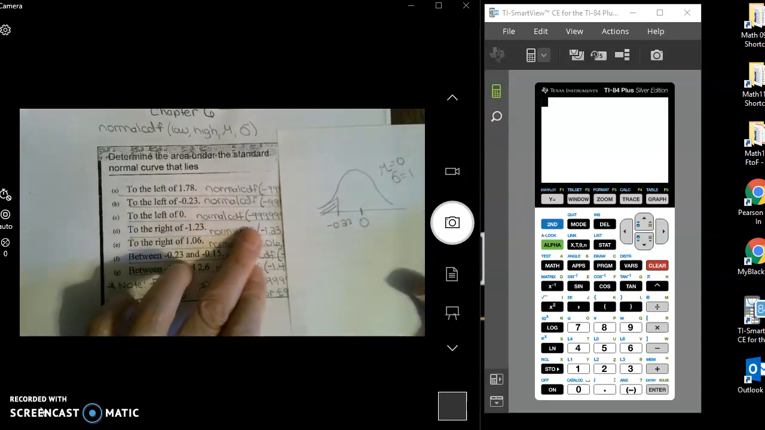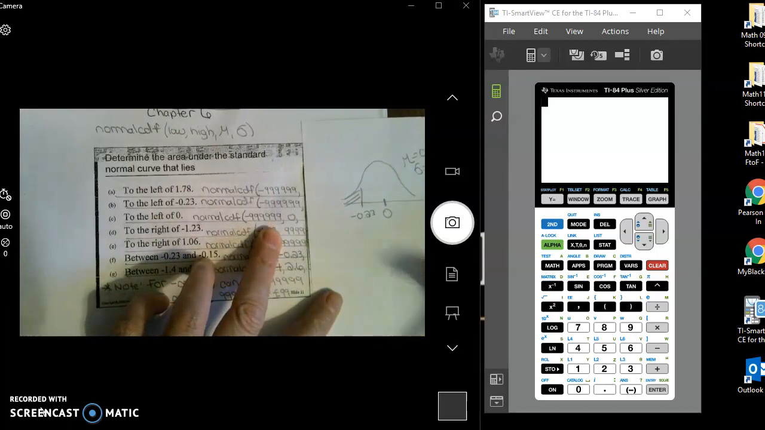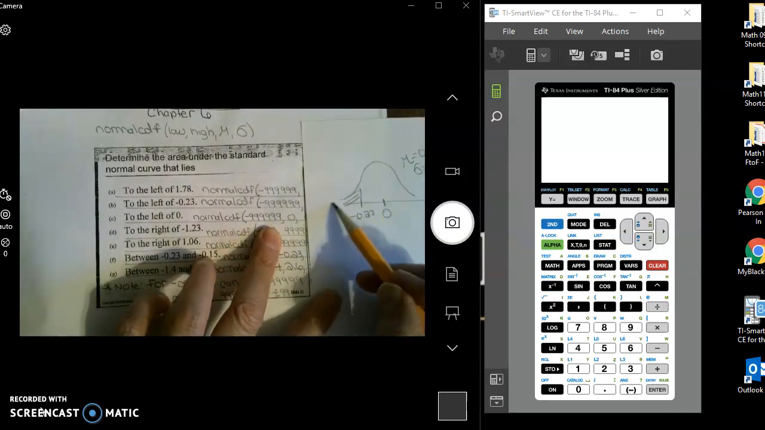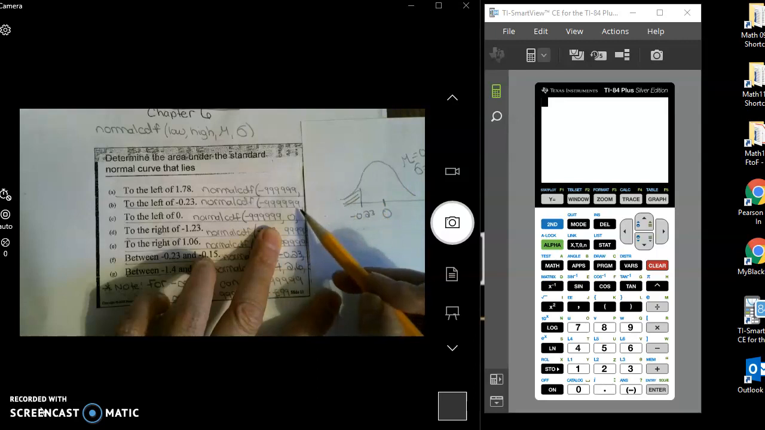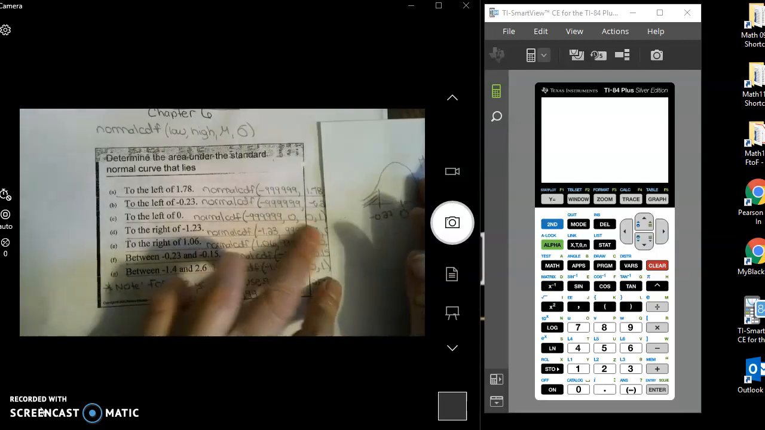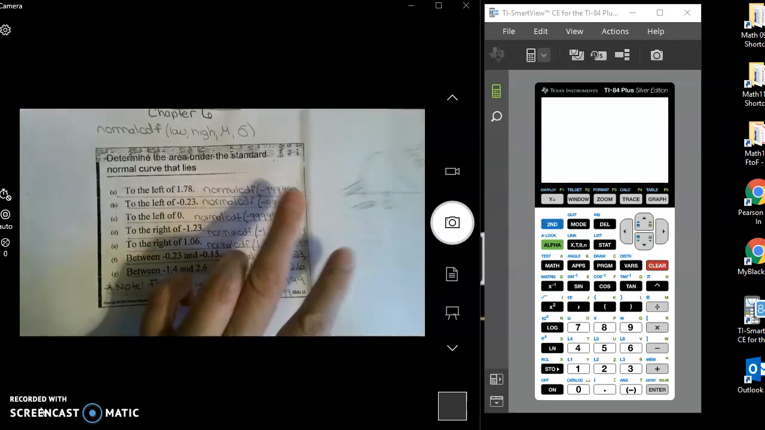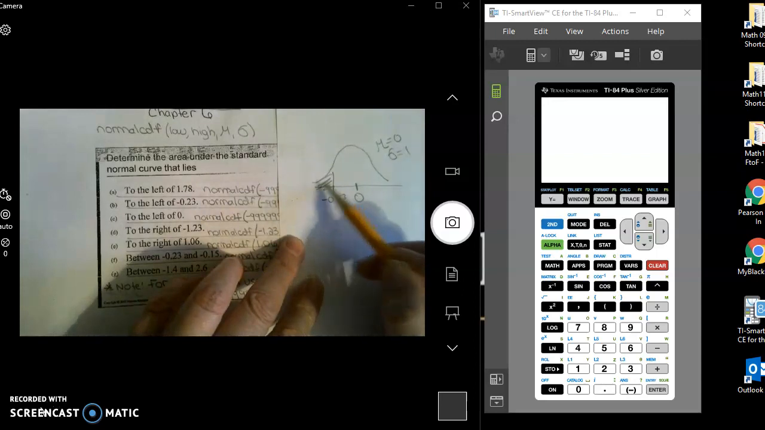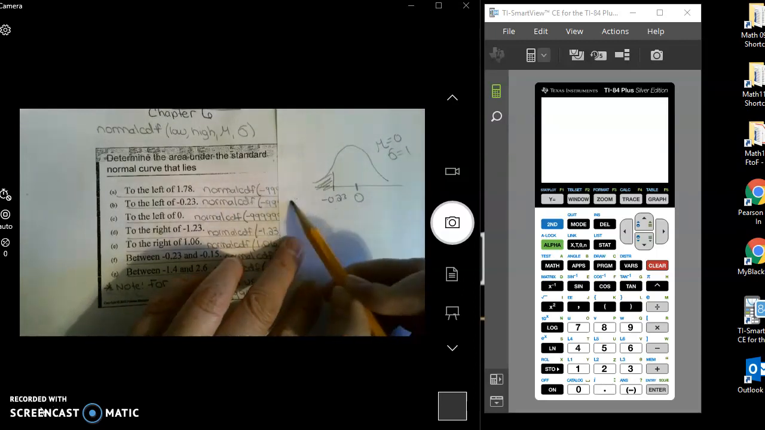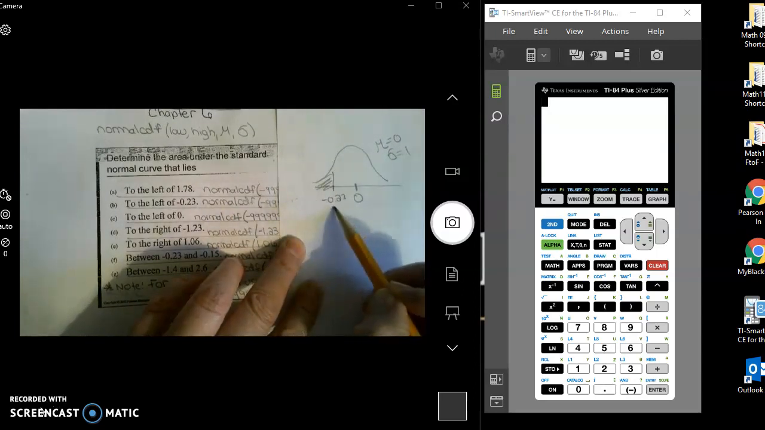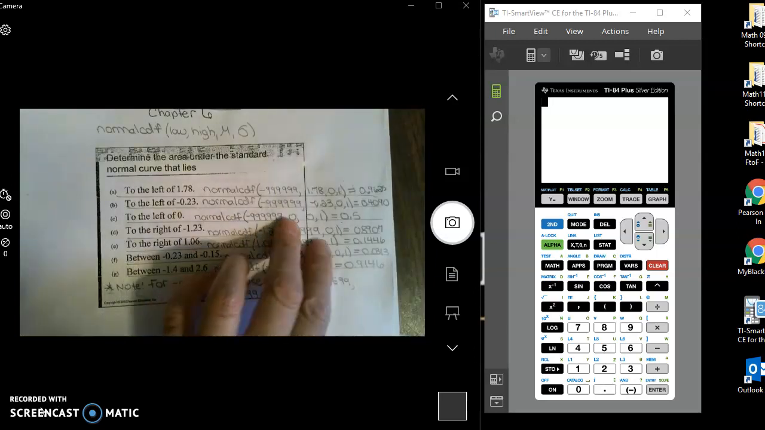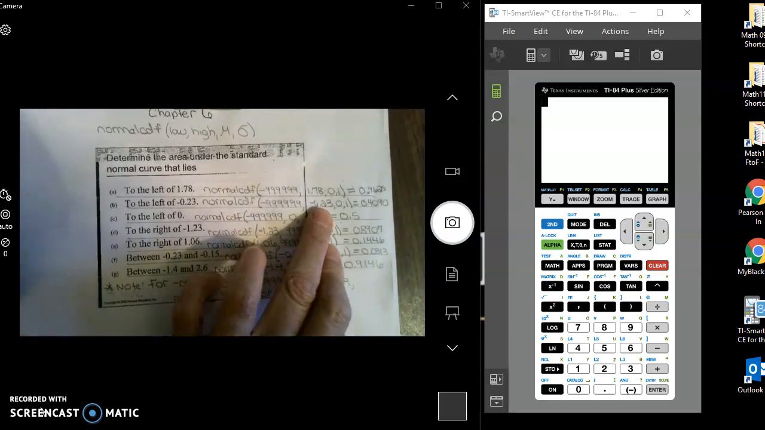So what I want to do is put normal CDF. I want to put the lower value, which actually goes to negative infinity because the normal distribution goes forever in both directions. And then the right value is negative 0.23. And then the mean and the standard deviation. So again, I'm looking for this area. You go to the left value, which is negative infinity in this case, the right value, and the mean and the standard deviation. And then let me show you how to plug this in the calculator.